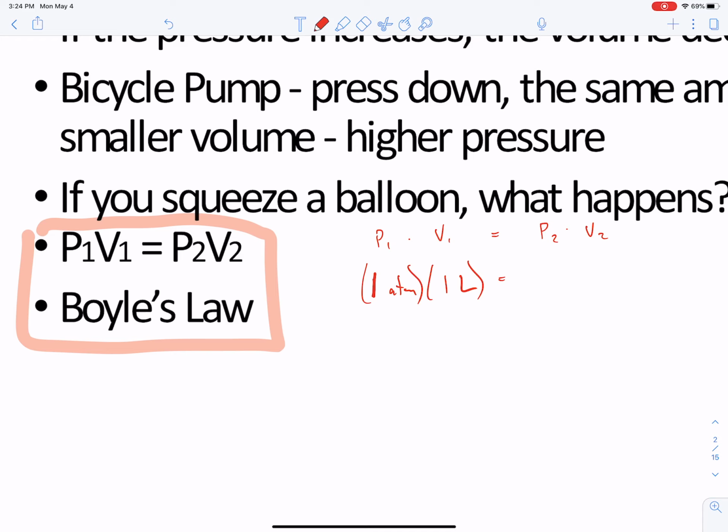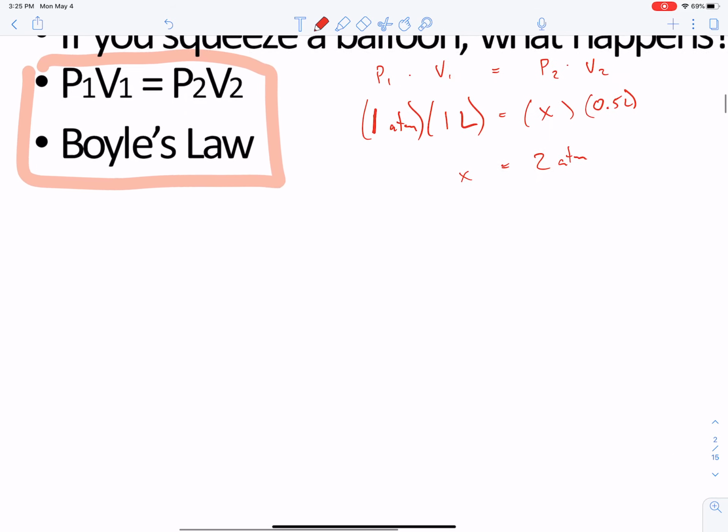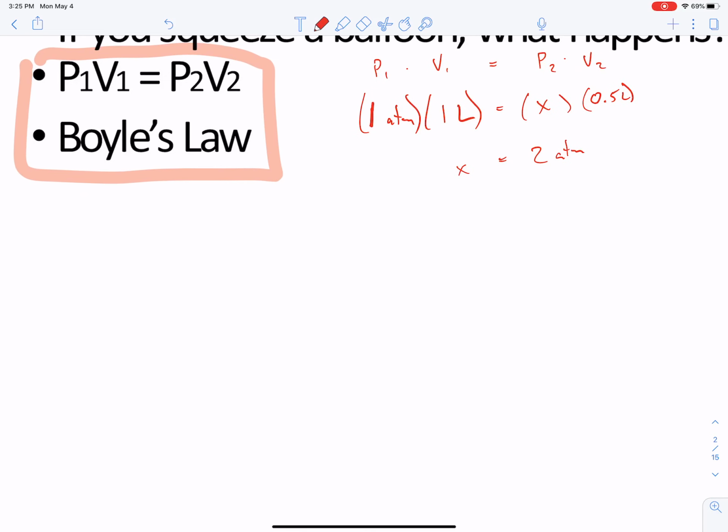So let's think about this thing. If the volume goes down, so now we're at 0.5 liters, so we've squeezed that thing down to half a liter. Then what is P2? When we solve for x, x is equal to 2 atmospheres. We've increased the pressure. So that's interesting, but how does that play into bloating?